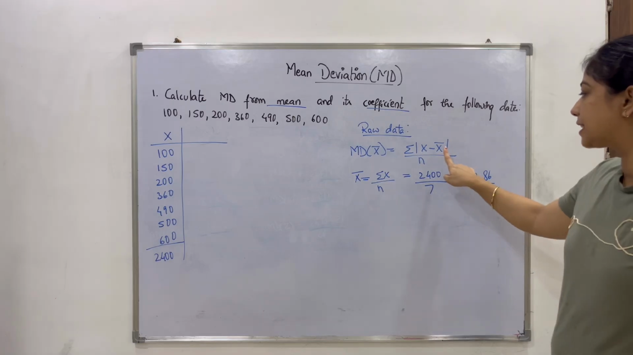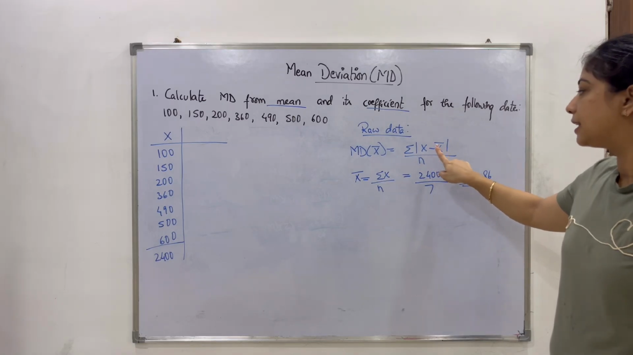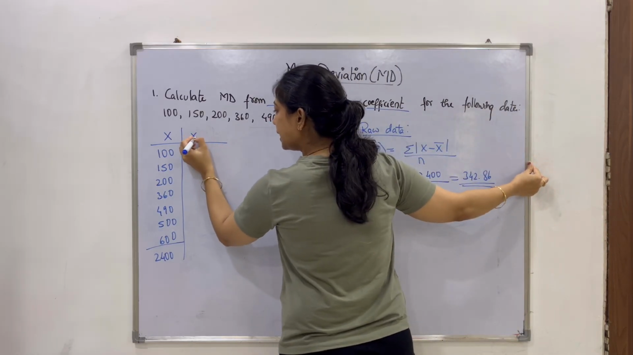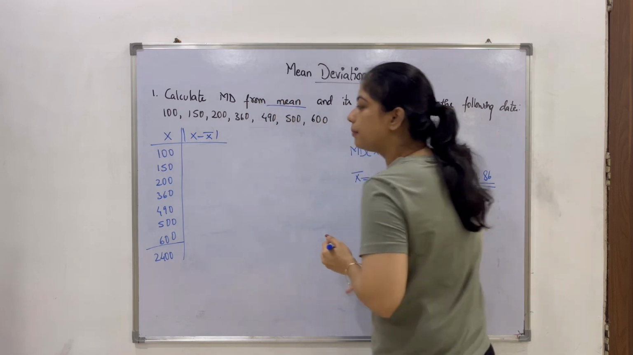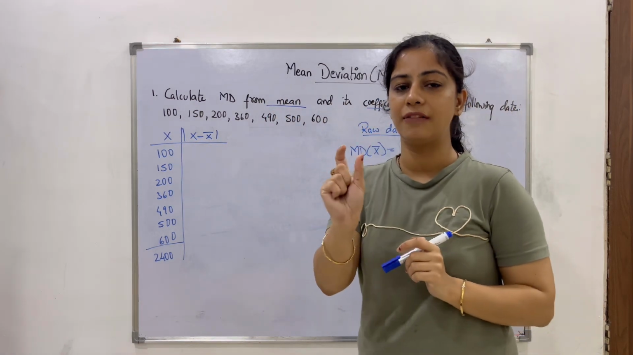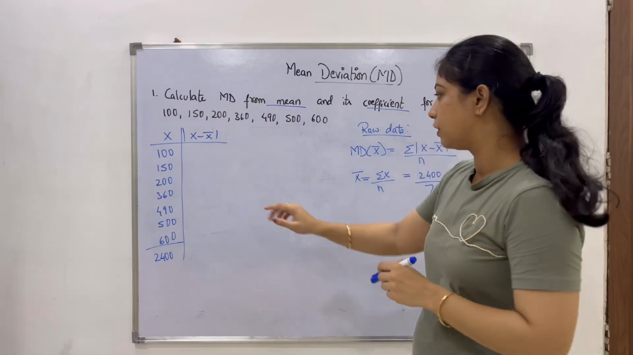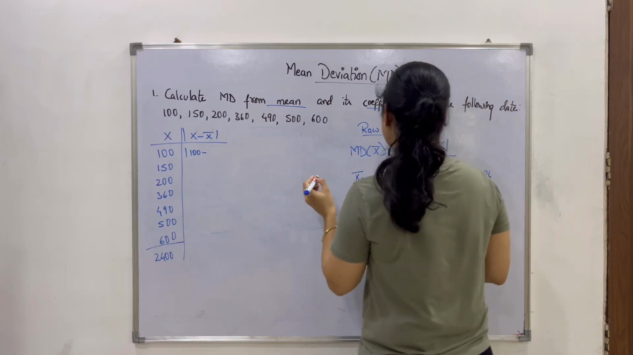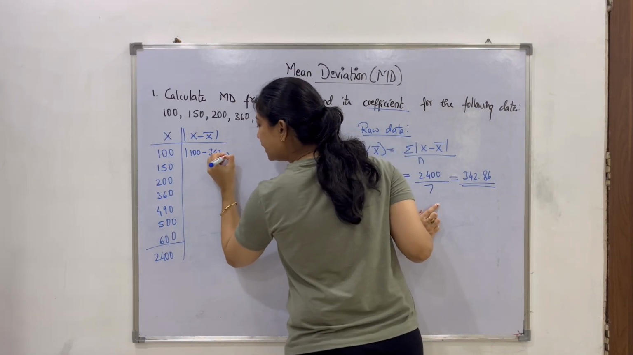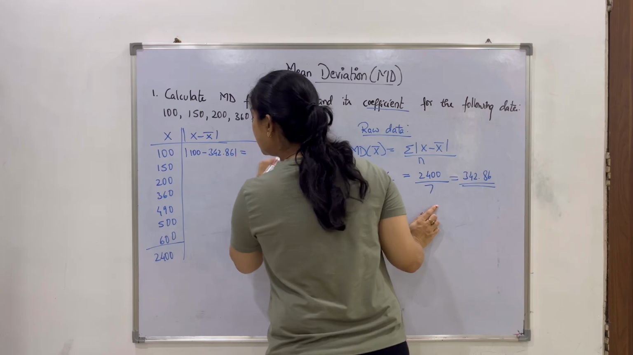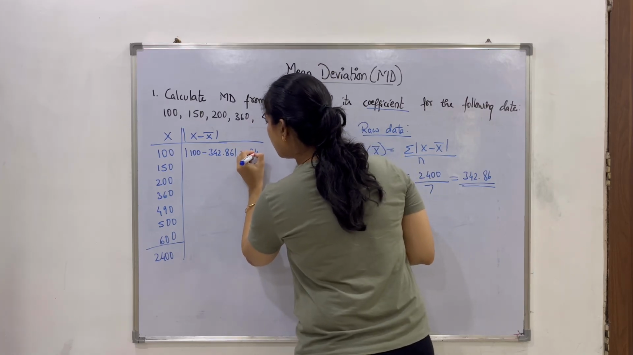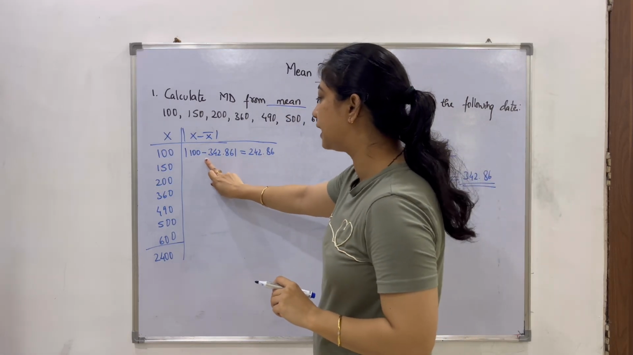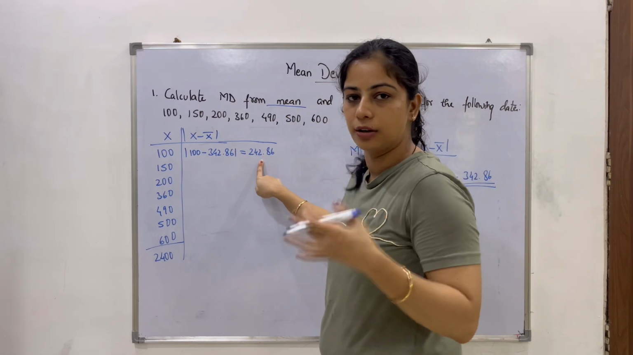Now we will take this x bar and substitute it in this particular formula, with all the observations subtracted from this mean. So let's do that. |X minus x bar|, modulus. When you apply modulus, even if you have a negative term, that also becomes positive. Now first value is 100. So 100 minus your mean, 342.86. So after subtracting, we will be getting 242.86. So this is how you will be getting all the answers. Since it was negative, but because of the modulus sign, that has turned positive.